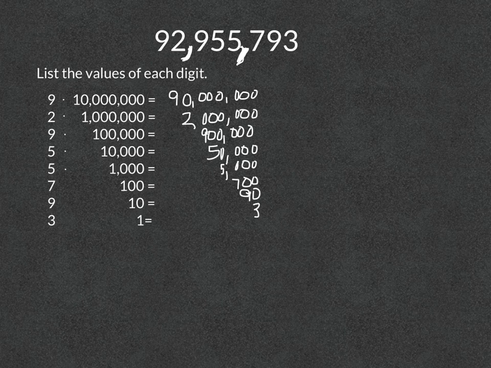Okay, so if we look at this, if I were to add all of these values that we just wrote down, I would get 92,955,793. So I just wanted you to look at this, breaking down the numbers to really see what each digit is worth. Let's go to the next example.